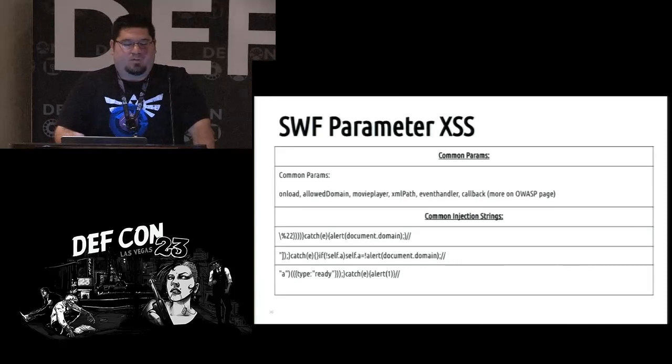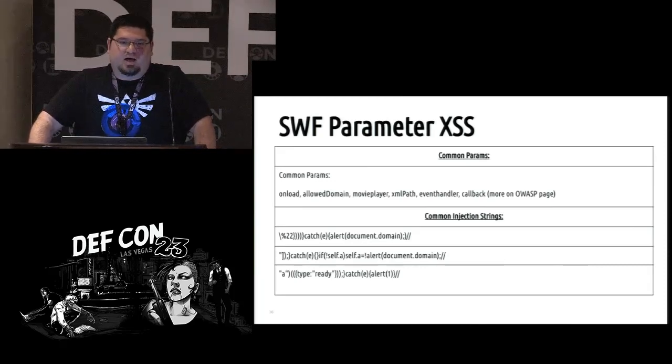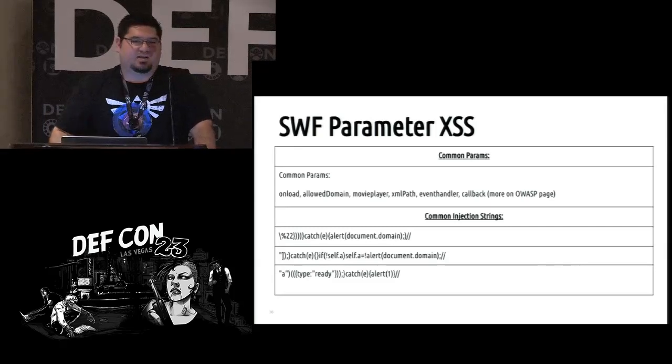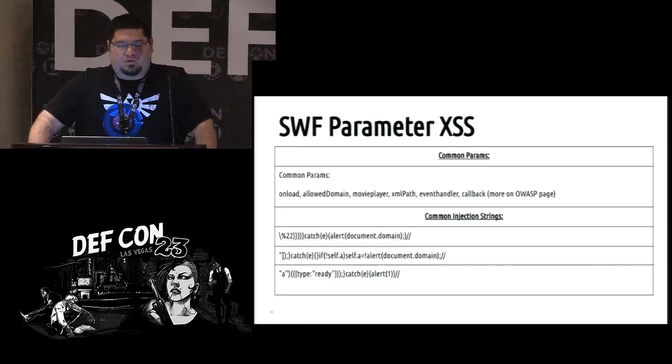Also, Swift parameter XSS is a huge thing as well. I don't think I've ever found a Swift file that I've decompiled that hasn't been vulnerable to either cross-site scripting or remote file include. And actually, Dennis here is the guy I ask questions to all the time. These things are like JPlayer and all of these COTS software that are Swift files that do media or whatever. There's a whole OWASP page on the common params that these players use, and also the injection strings, but these you have to do more manual analysis on.